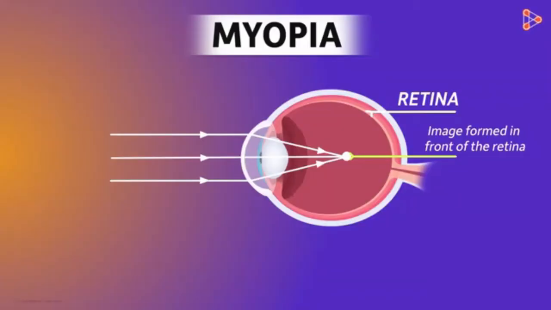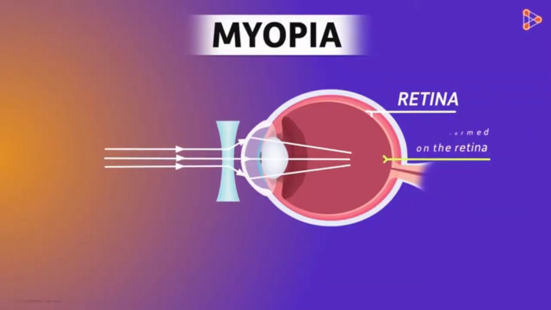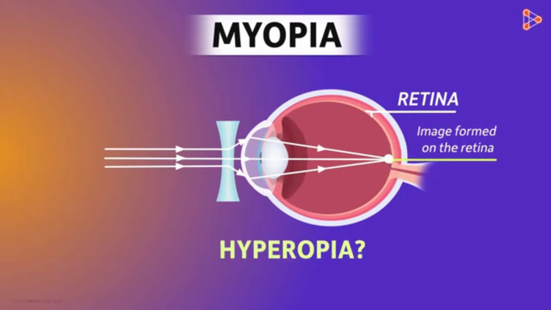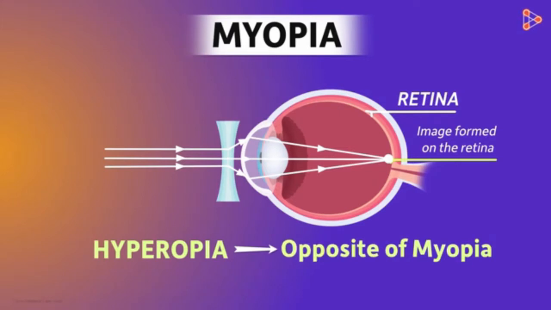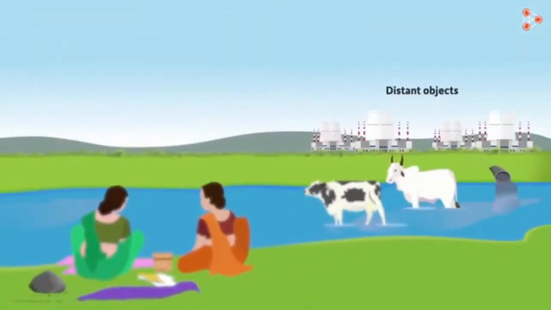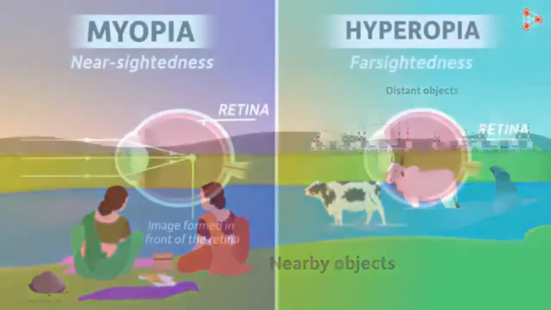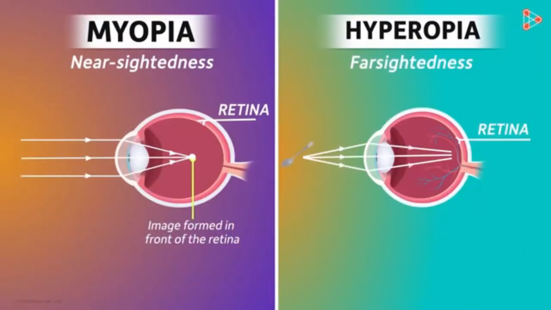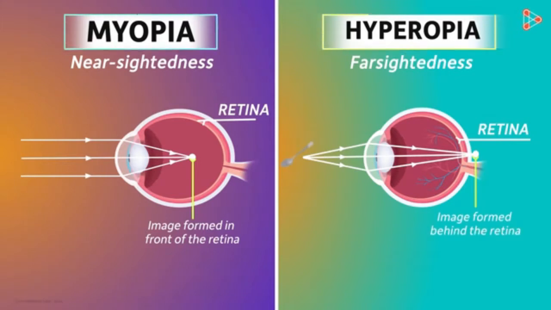We've seen what myopia is and how it can be corrected. But what's hyperopia? In simple words, it's exactly the opposite of myopia. Hyperopia is also called farsightedness. In this case, the distant objects are clear while the nearby objects appear blurry. This is because the light is focused behind the retina rather than on the retina. As I say, myopia and hyperopia are exactly opposite of each other.